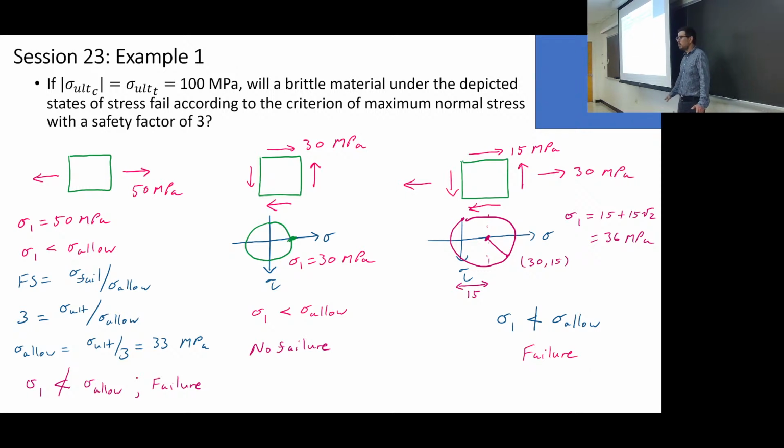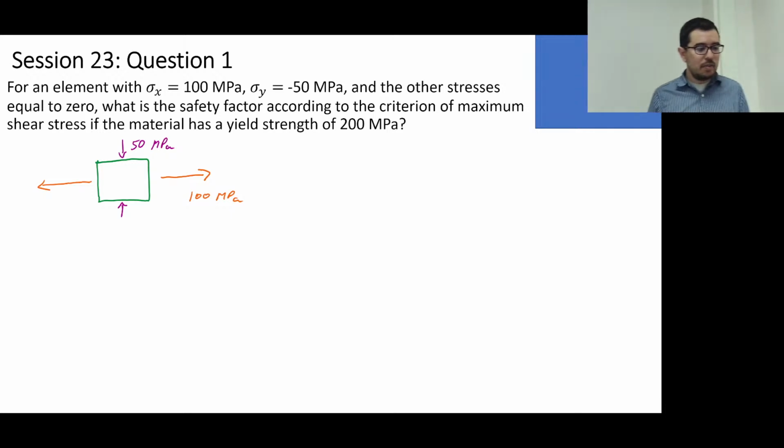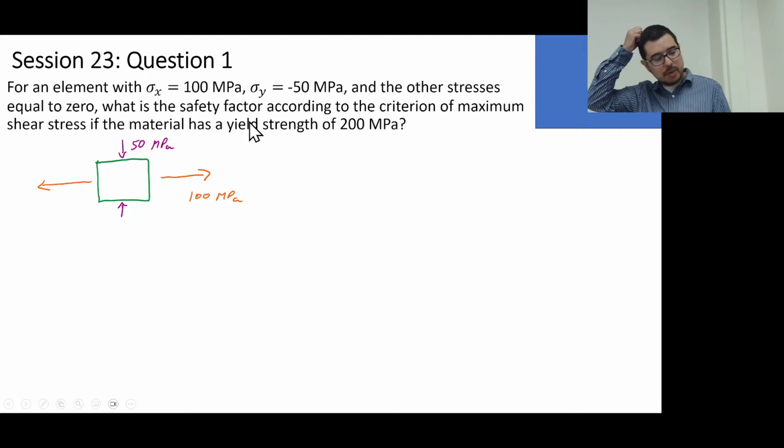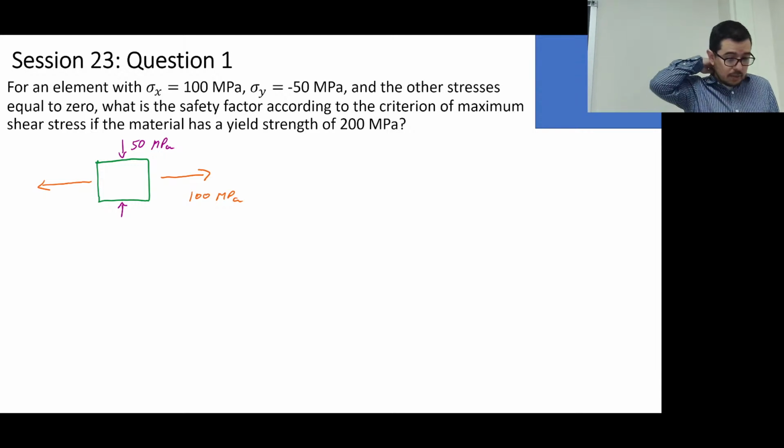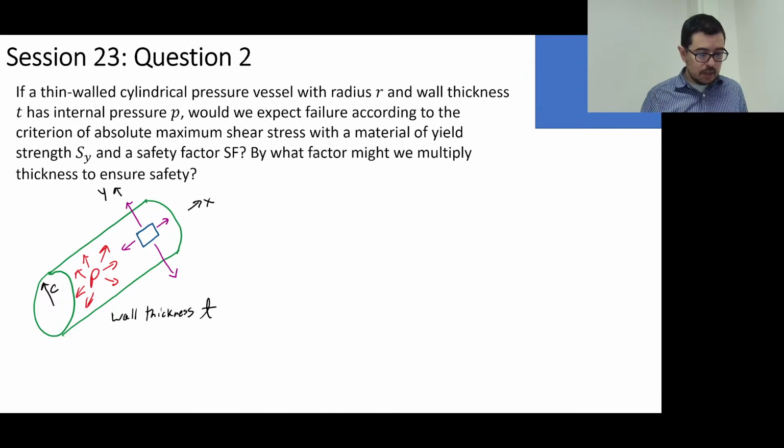Pretty straightforward now, right? A few examples. It's kind of fun. All right, now this is a homework question. If we have time, maybe we can come back, but you have a similar situation. Here we say that we have sigma x equals 100 megapascals, sigma y equals minus 50 megapascals, and a yield strength of 200 megapascals. All right, so you know how to do this.